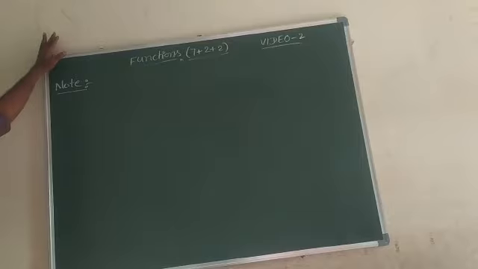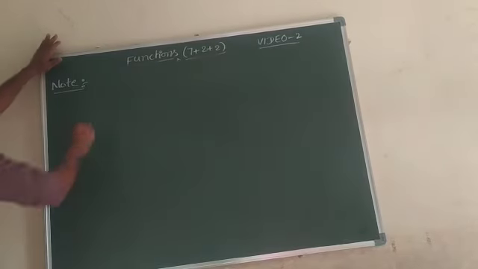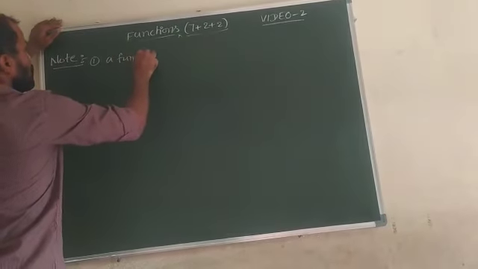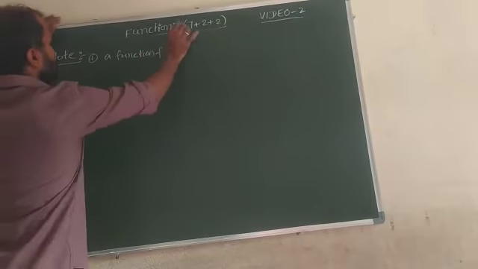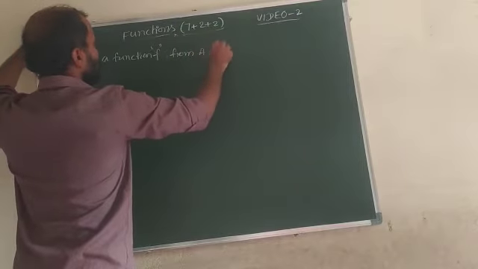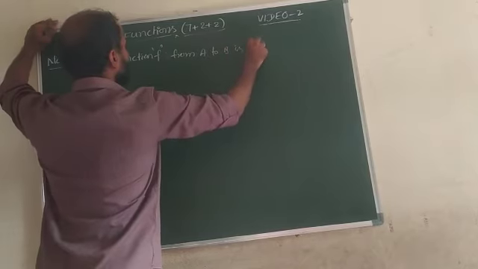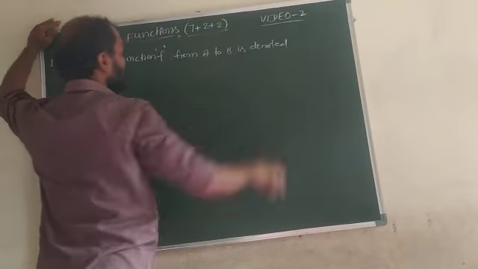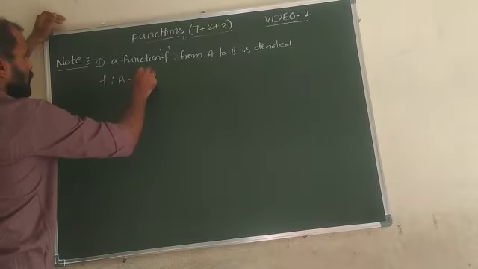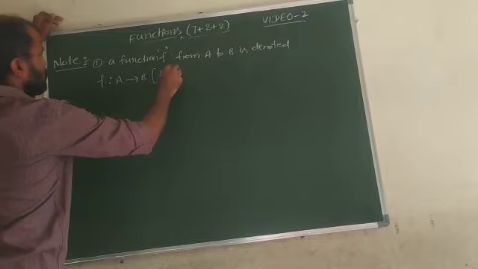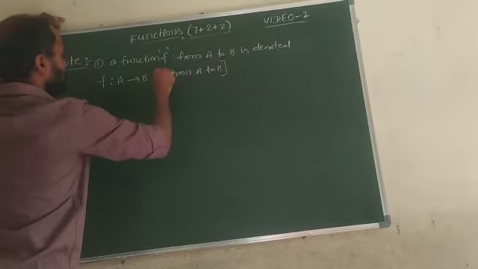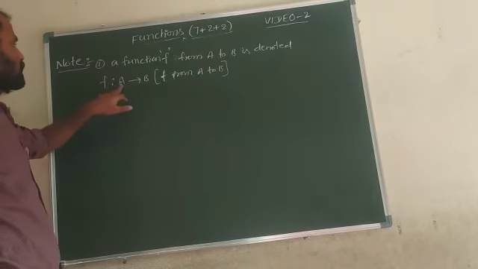Next, write the note points. Now what is the note point? The first one: a function f from A to B is denoted by f from A to B. Read it as f from A to B. f maps from A to B.